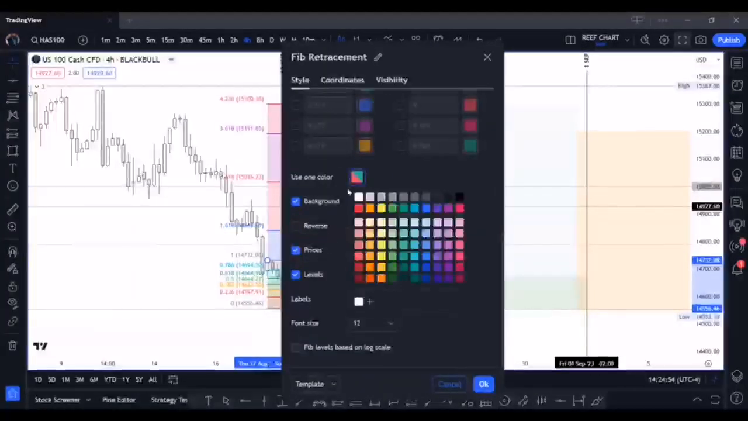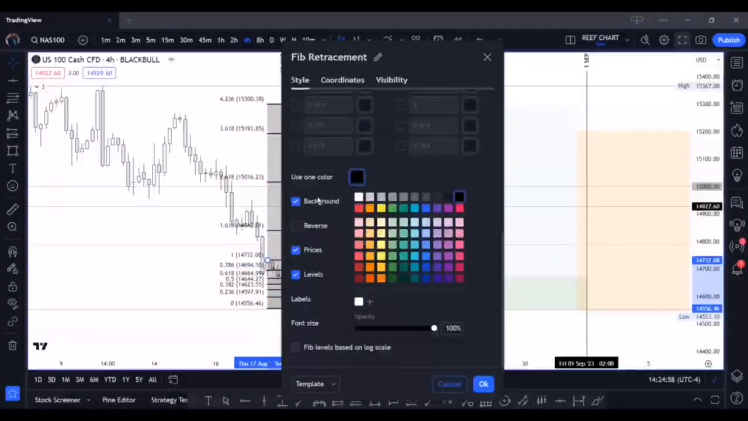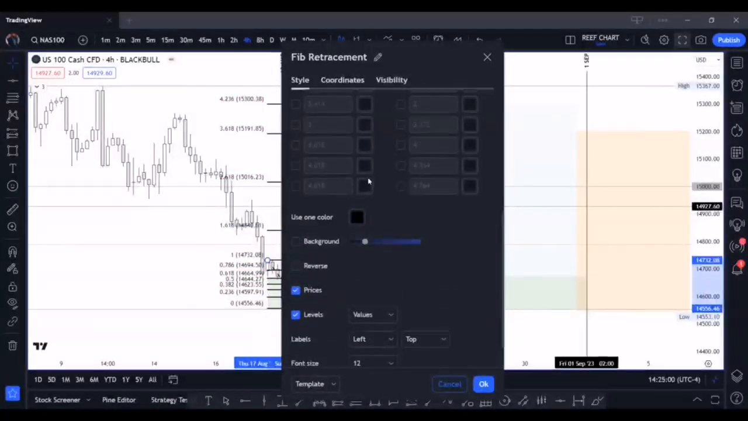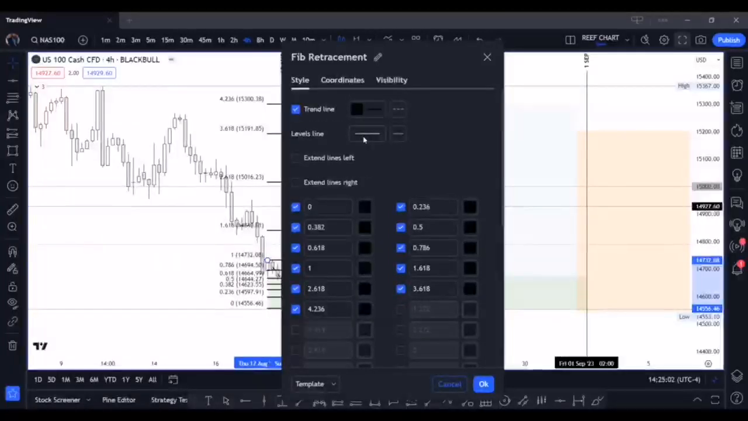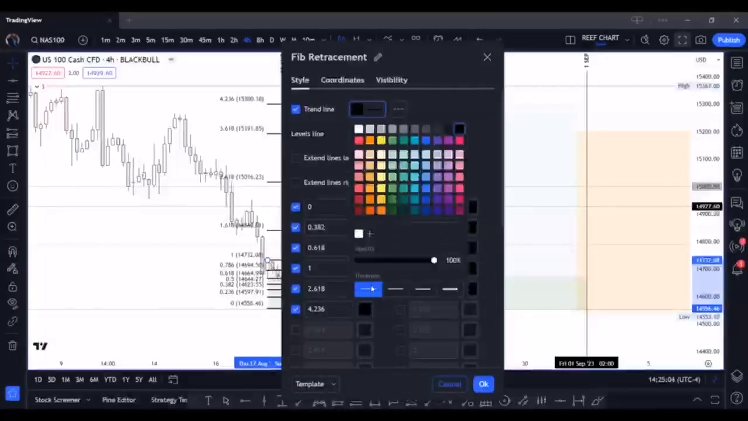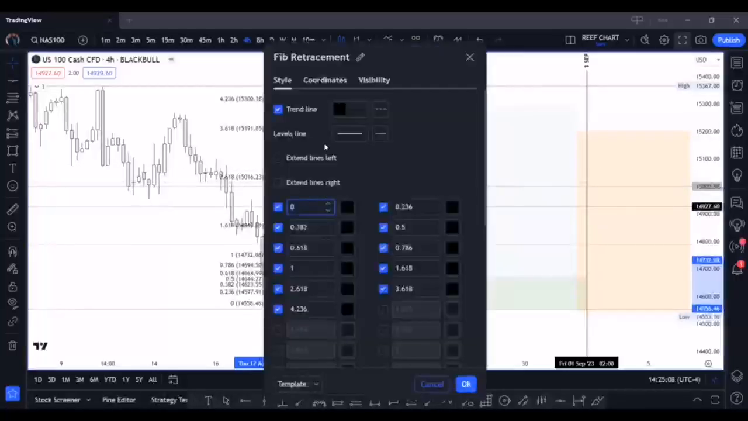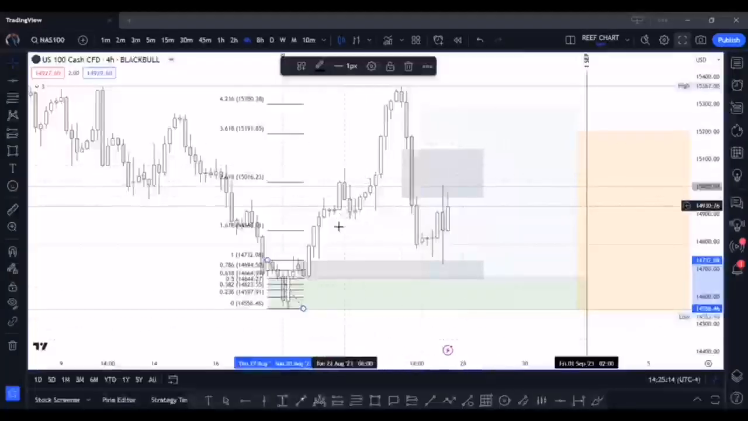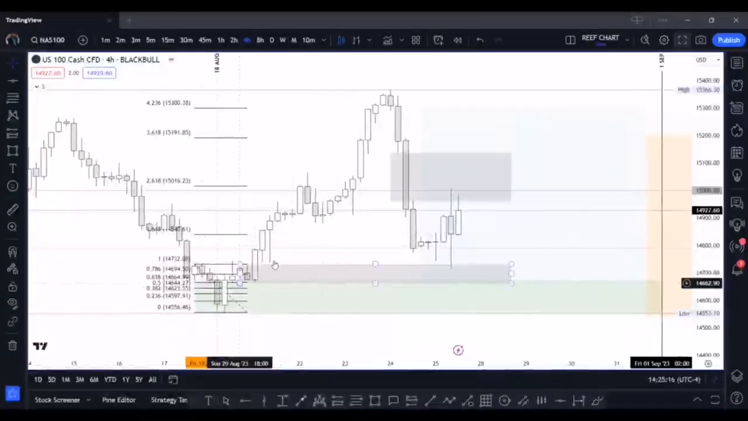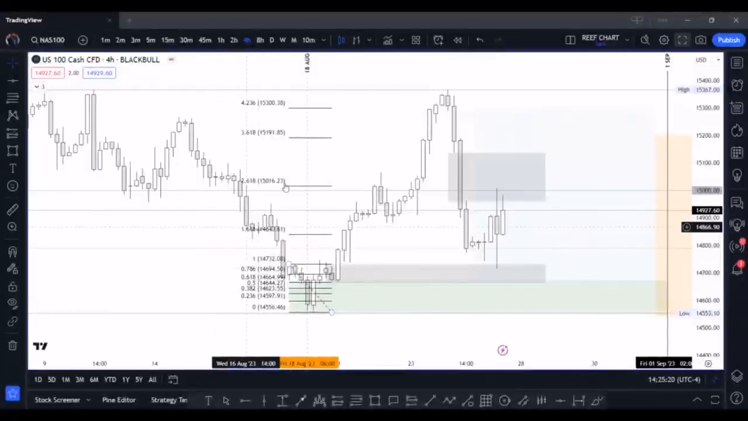So let me just quickly change this color, and let's not have the background over there. Okay, and then let's just make this color. It doesn't have to be. All right, cool. So let's just say that these are our levels. And as you can see, guys, this was a very beautiful price delivery for NAS.